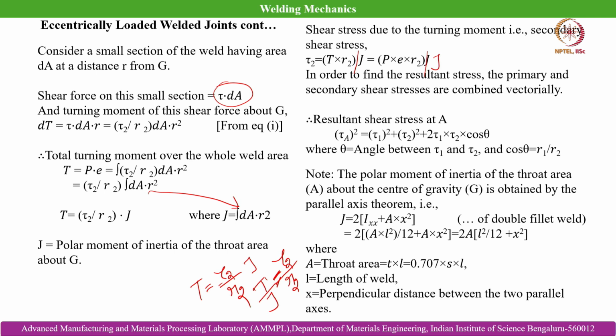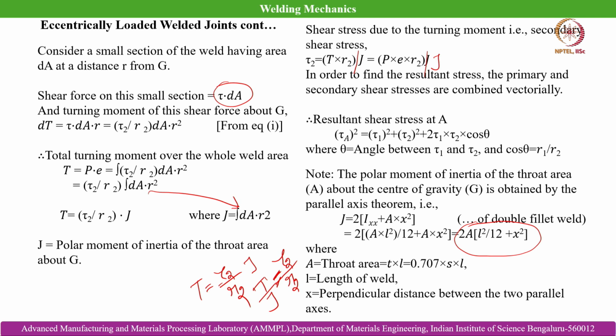Here the polar moment of inertia of the throat area A about the center of gravity G is obtained by the parallel axis theorem. This is for your understanding, where J is equal to 2 into (Ixx plus A x square). Simplifying it, we arrive at this expression, that is 2 a L square by 12 plus x square, where x is the perpendicular distance between two parallel axes, L is the length of the weld, and a is the throat area, that is 0.707 into the leg size of the weld S into L.